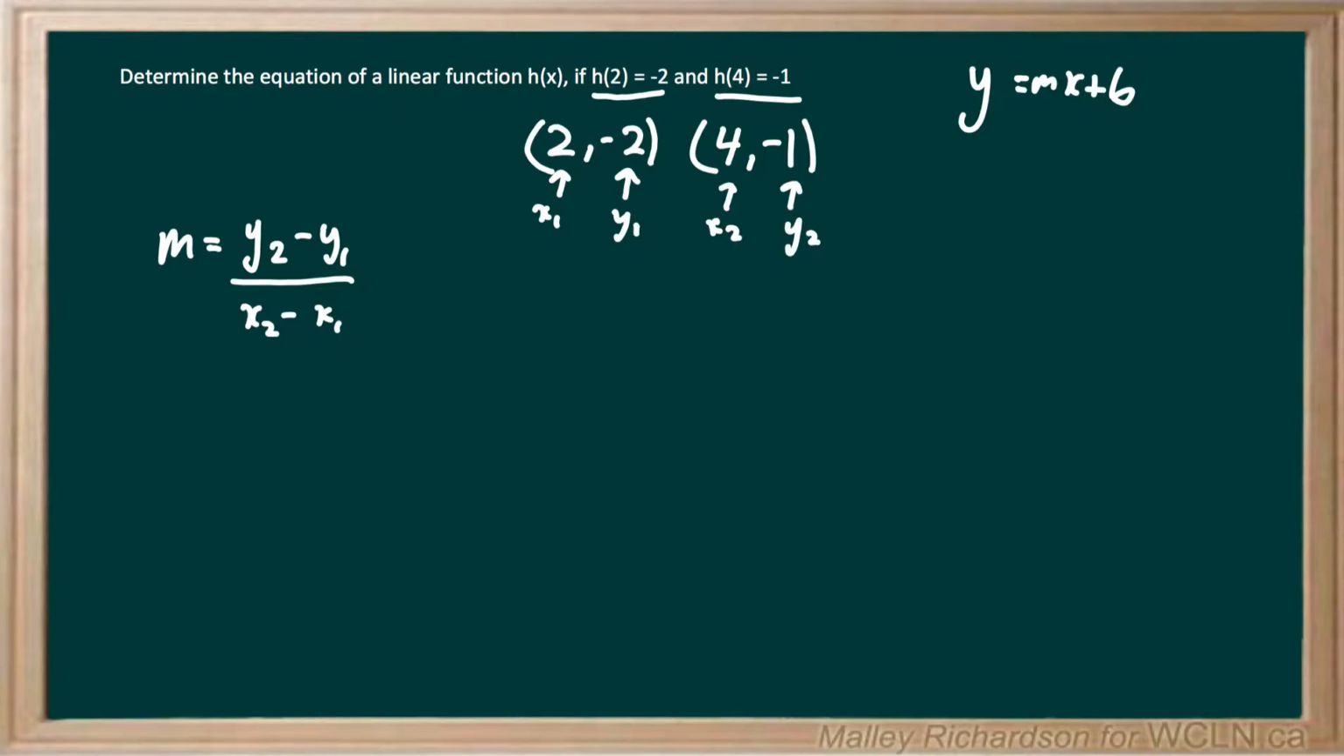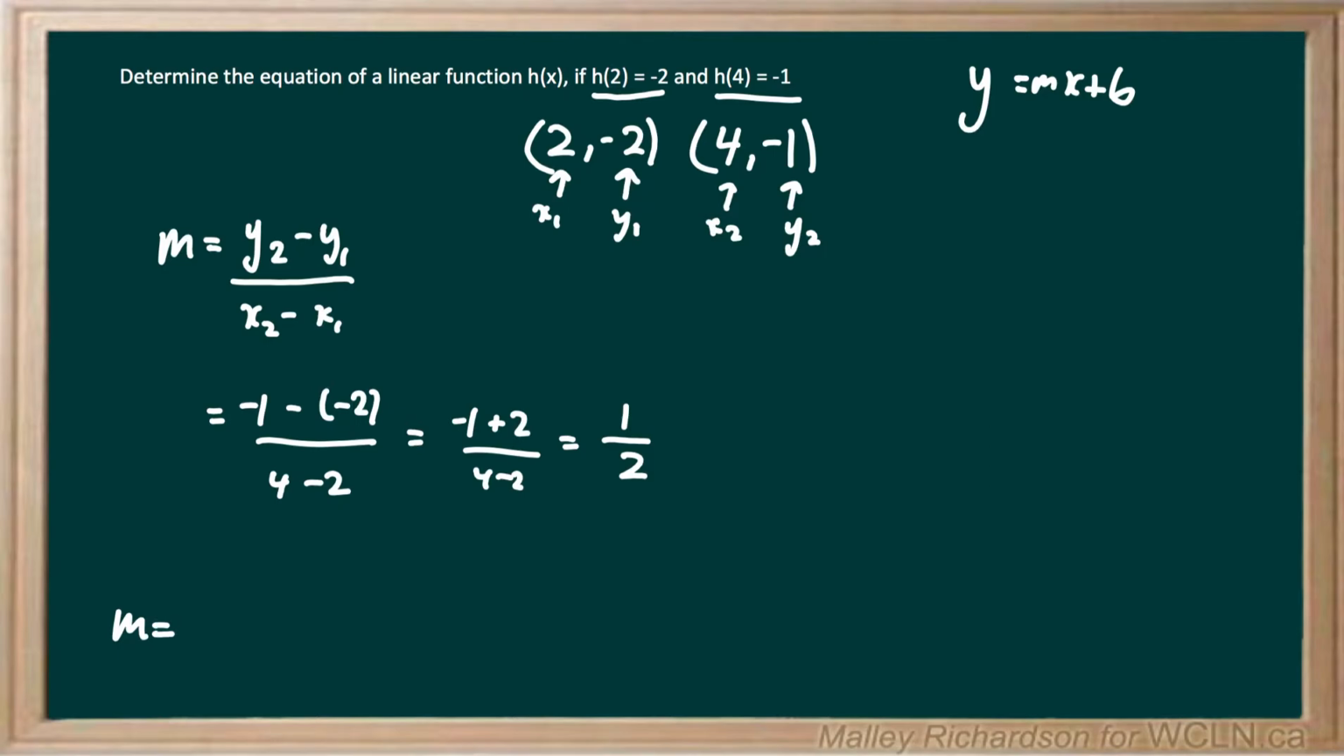So knowing this, let's plug in what we know into our values. y2 is negative 1, and then minus y1, which is negative 2. x2 is 4, and then x1 is 2. So now we have negative 1 plus 2 over 4 minus 2. Well, negative 1 plus 2 is 1, and then 4 minus 2 is 2. So our slope, m, equals 1/2.